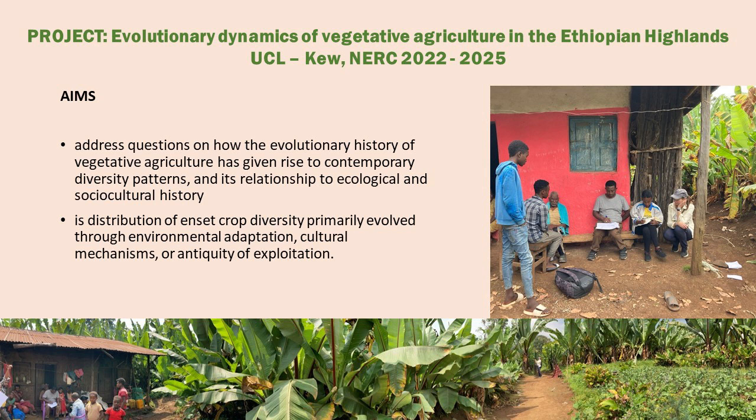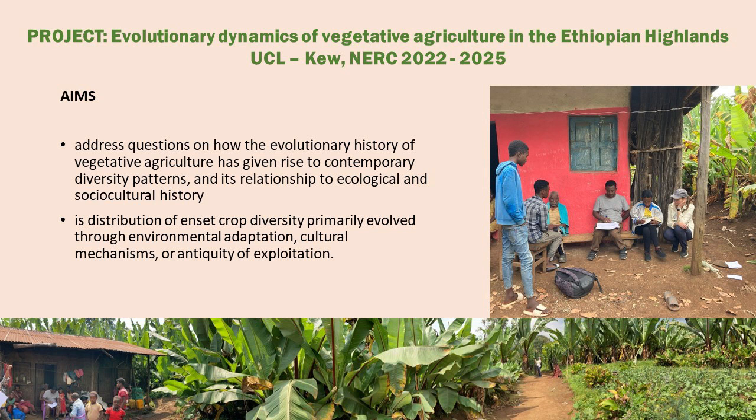One aim is to address the questions of the evolutionary history of enset, which is, I guess, a proxy for vegetative agriculture, and how its patterns have changed in Ethiopia, whether it has a relationship to the sociocultural history or if it's ecological.